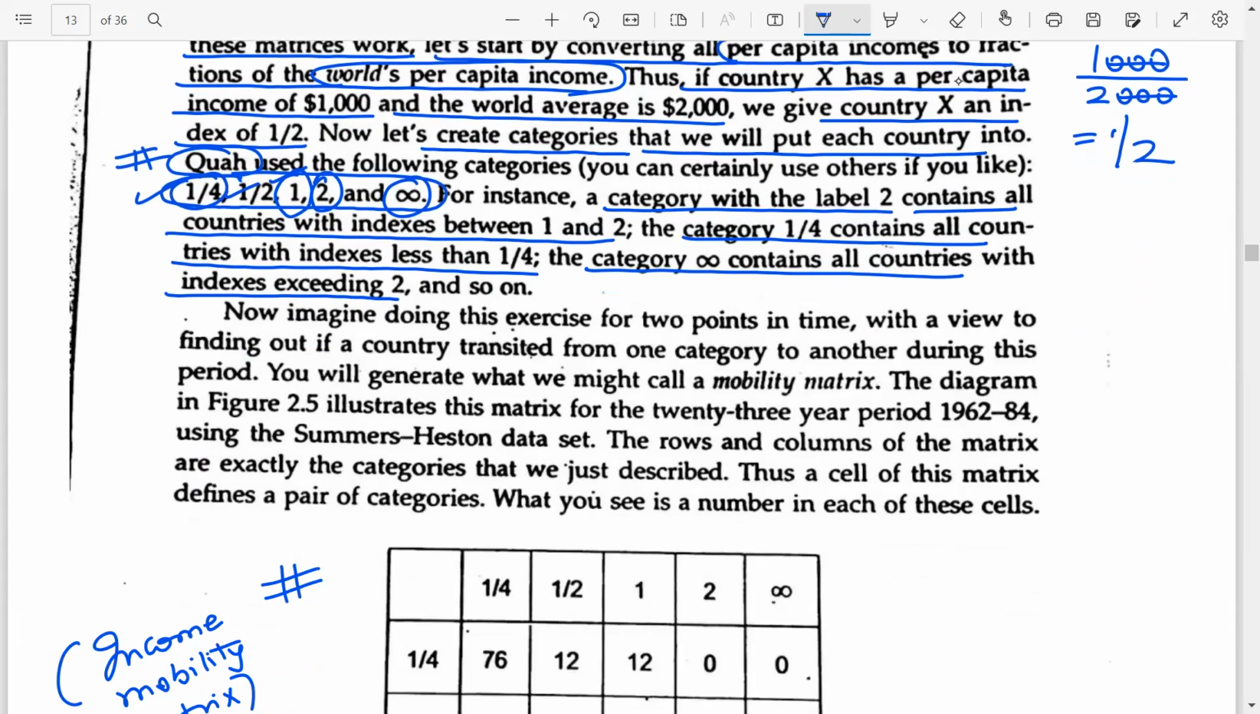Now imagine doing this exercise for 2 points in time. Time is also a dimension here. We are comparing over time, with a view to finding out if a country transited from one category to another during this period. This is called a mobility matrix. A mobility matrix captures whether, from one point of time to another, a country has changed or transited from one category to another, where the categories are 1/4, 1/2, 1, 2, and infinity.